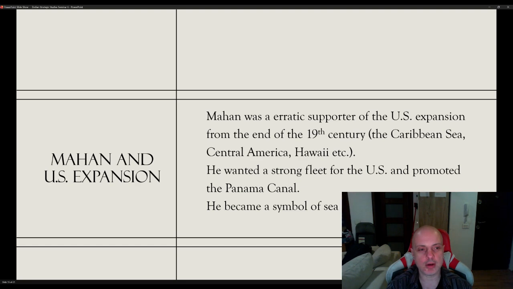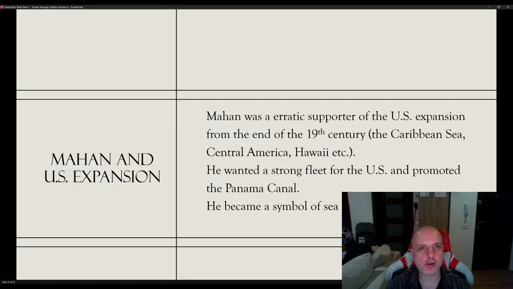So we spoke about Mahan and his concept of sea power. We saw some critiques. Basically, he may have a point, but his point is an exaggeration. And now let's look at his pragmatic side.